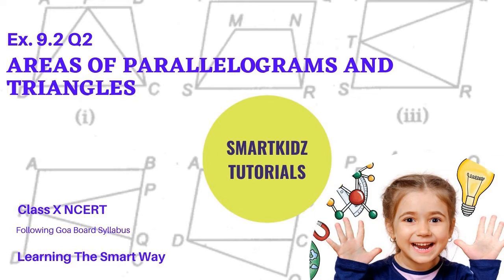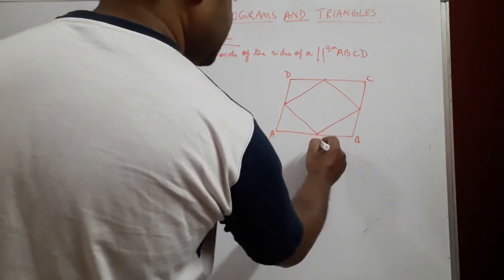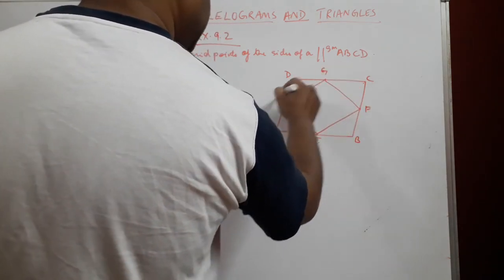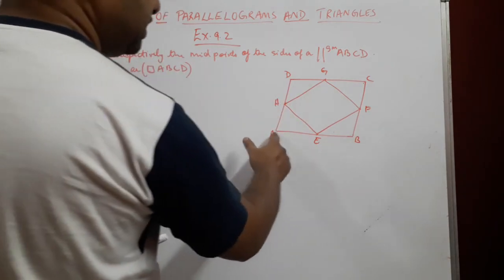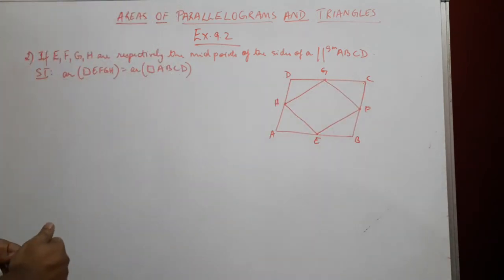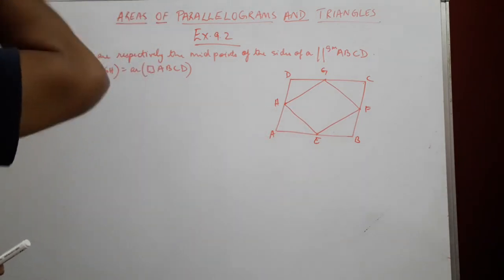In this video we'll be solving the second question from exercise 9.2, which says: if E, F, G, H are respectively the midpoints of the sides of a parallelogram ABCD, show that the area of quadrilateral EFGH and the area of quadrilateral ABCD are equal to each other. So this is E, F, G, H, and the other quadrilateral that we have is ABCD, and we are only given that E, F, G, H are the midpoints of the sides of the parallelogram.